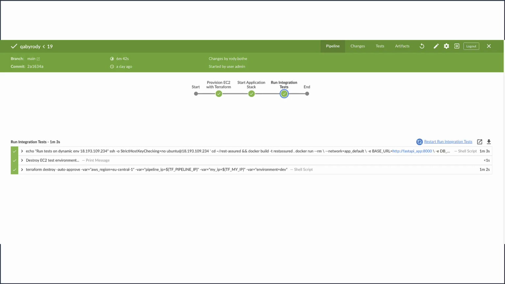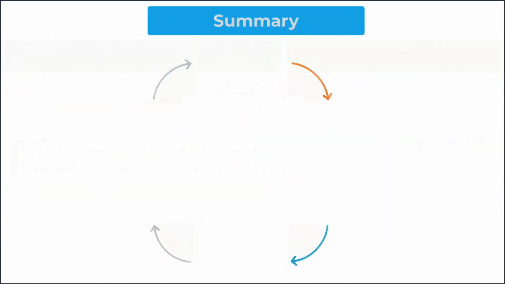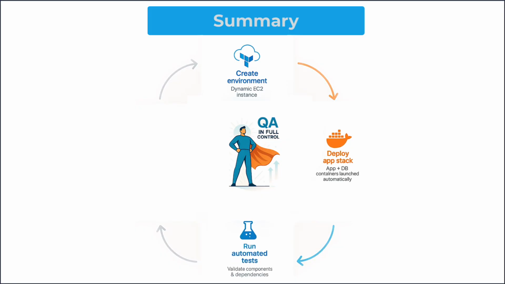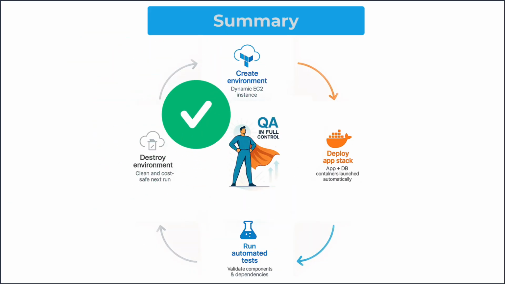And ladies and gentlemen, there you have it. QA in control of every step along the way in that pipeline. So to summarize, QA is now in full control, from spinning up the environment with Terraform to deploying the application with Docker Compose and running the tests with Rest Assured. And once the tests succeed, the temporary environment is destroyed with Terraform as well. This is what modern QA looks like, fully in control of the entire lifecycle.